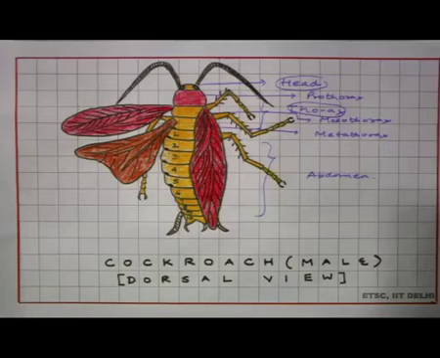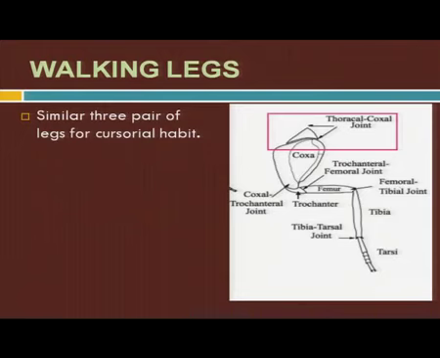So, we have learnt that it has 3 pairs of walking legs, but now we will study the structure of the leg. Similar 3 pairs of legs are present in a cockroach for cursorial habit. Cursorial means they run very fast. You must have seen cockroaches running very fast. This type of habit is known as cursorial habit, and they have similar 3 pairs of legs for this.